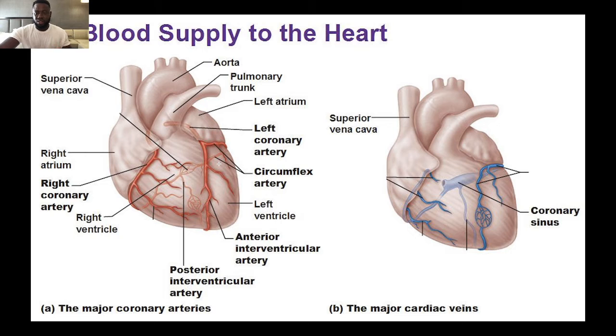So this is just a little clinical addition that I want to add. And this is the coronary sinus over here. It is the one that receives all the venous return from the heart, and then drains it into the right atrium. So that's something that we should know. This is just a general overview.